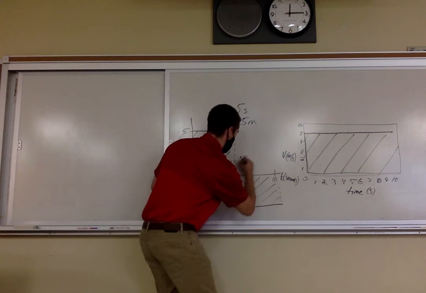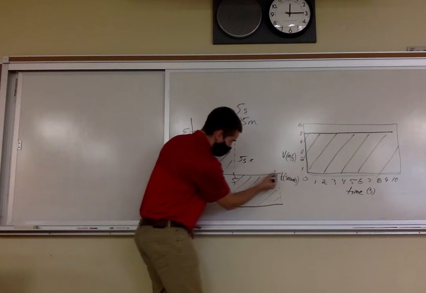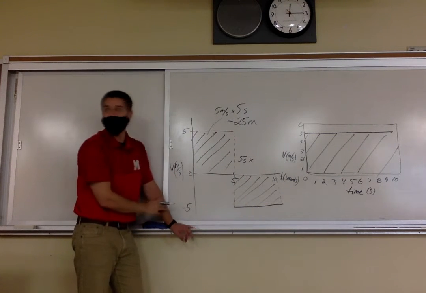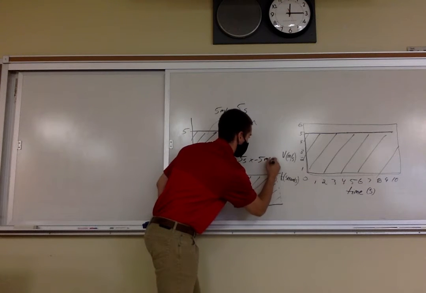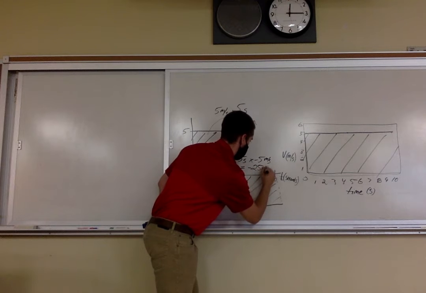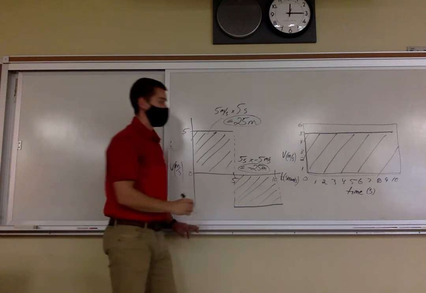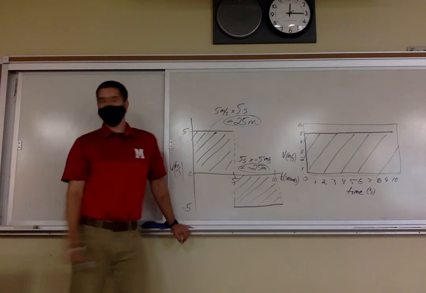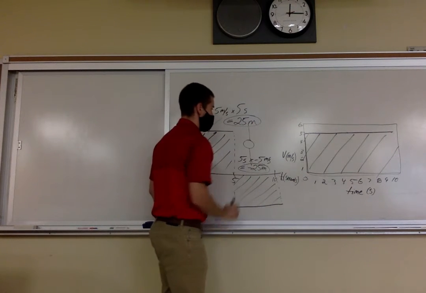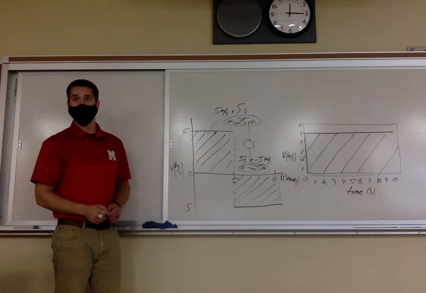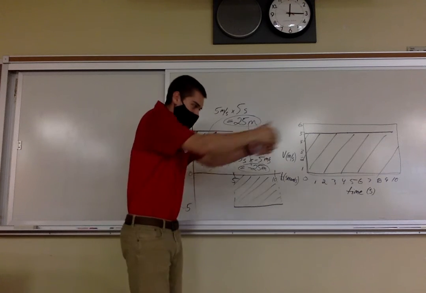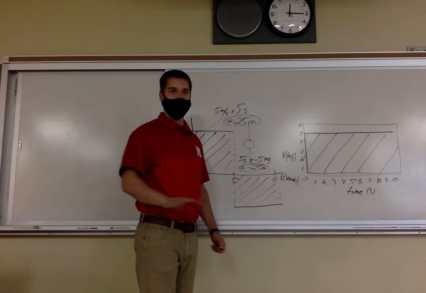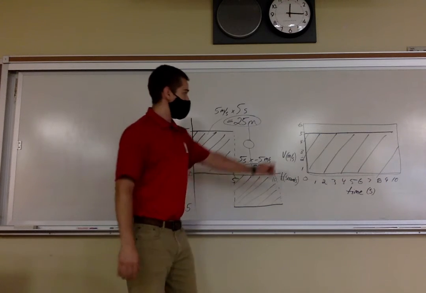My width is still 5 seconds. Right? But what's my height or my length? It's -5. What happens when I take 25 plus -25? Get a big fat 0. Now, what we know happened physically, it displaced 0 meters, because it went down and came back. Started and finished in the same spot, no displacement. This rule still works.